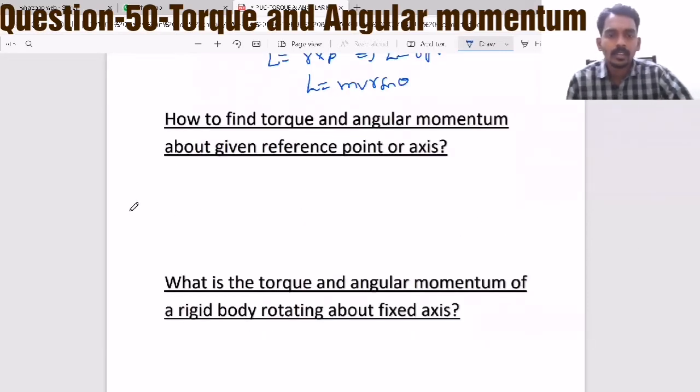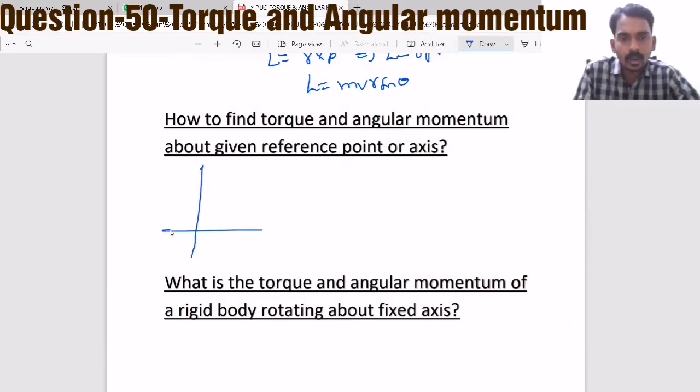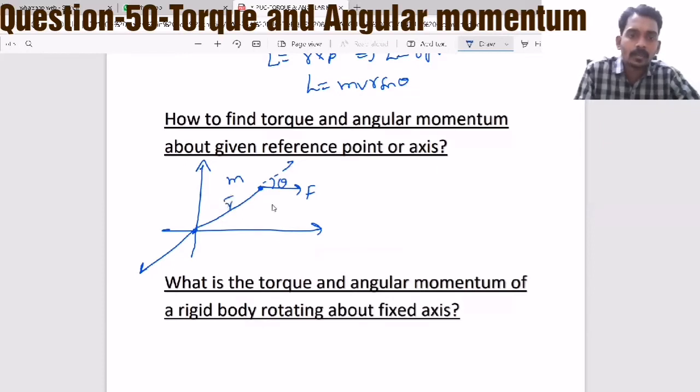Now when you want to find the angular momentum or torque about a given reference point or axis, first when you consider the particle, you have to find the force direction in which it is acting. Then you take the position of the particle, then this is the angle, and this is r bar. So r bar cross F bar. Or else what you can do is the torque tau equal to r perpendicular into F simply.